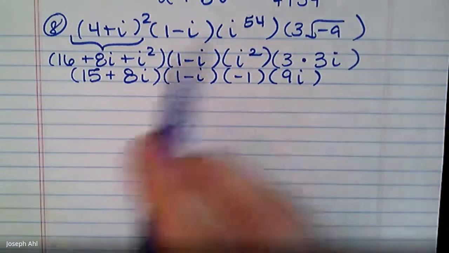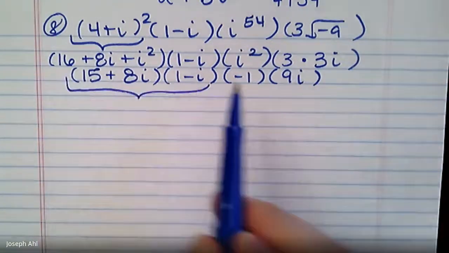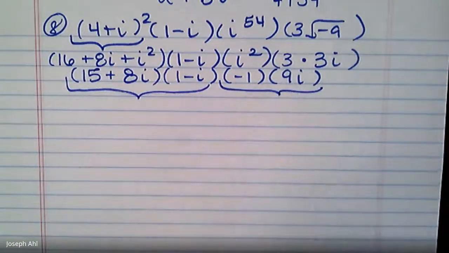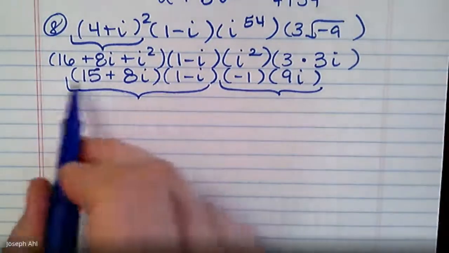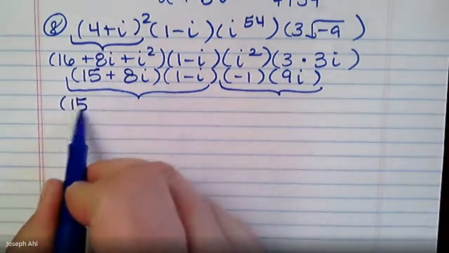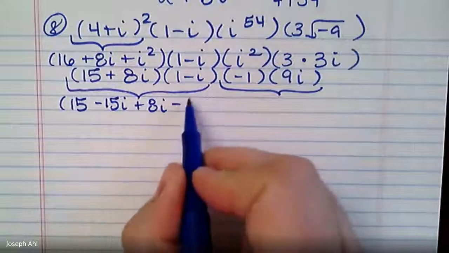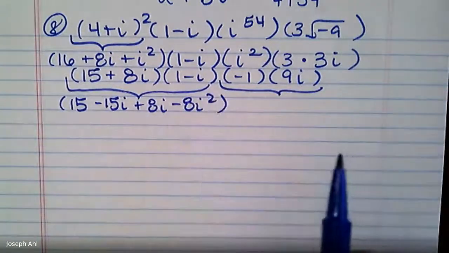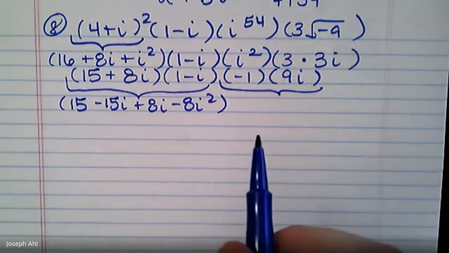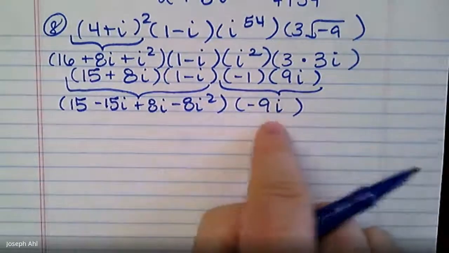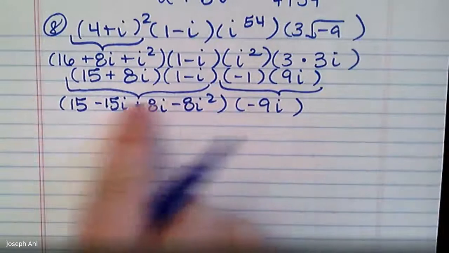All right, let's keep cleaning things up. I'm going to multiply these together. And again, that's box method or FOIL. Maybe I'll multiply those. That's just negative 9i, so that's pretty easy. So if I keep going, we get 15 minus 15i plus 8i minus 8i squared. Okay, and then, like I said, over here we get negative 9i. I'm going to save that for a little while until the end. Let me clean this up now.